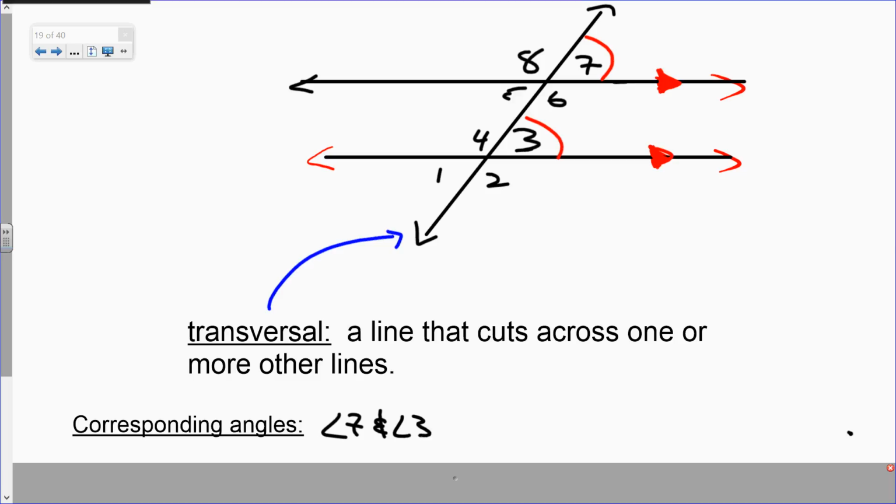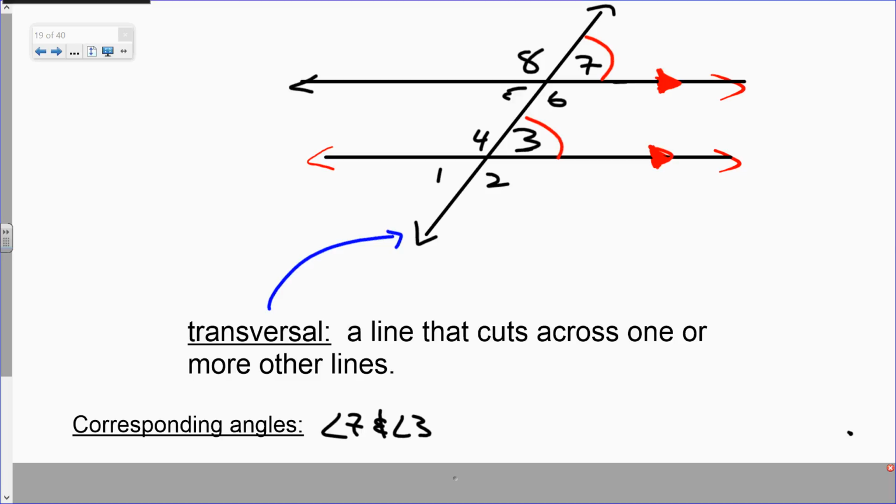They're corresponding because notice they're both above each parallel line, and they're both to the right of the transversal. They occupy the same position, so to speak. That's why they call them corresponding. They have corresponding positions. Again, 3 is above this parallel line and to the right of the transversal. 7 is above that parallel line and to the right of this transversal. So it's like the same position.